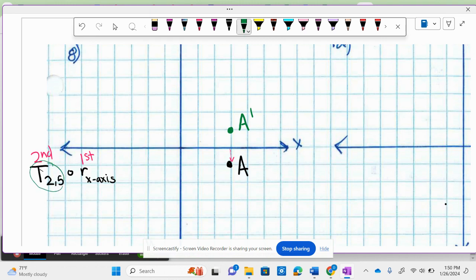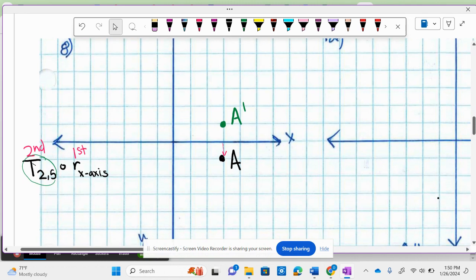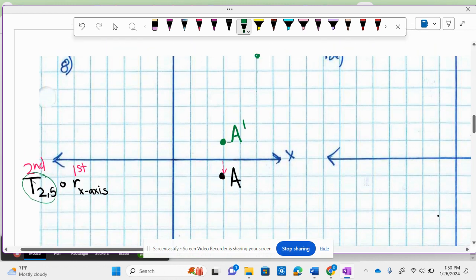What does that T tell me to do? Translate it. Yeah, I'm going to go 2 units to the right and up 1, 2, 3, 4, 5. 2 right, up 5. So A double prime becomes what ordered pair? 1, 2, 3, 4, 5, 6. So it's the ordered pair 5, 6, which is answer choice B.